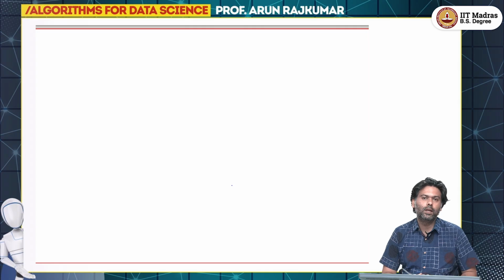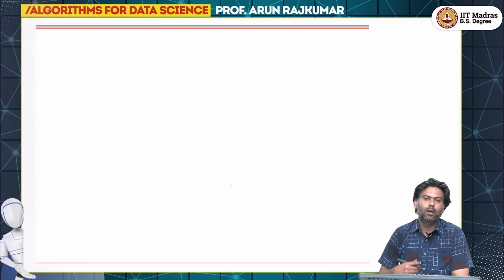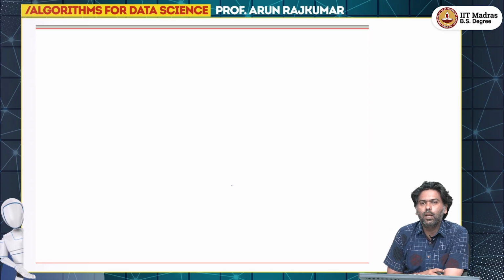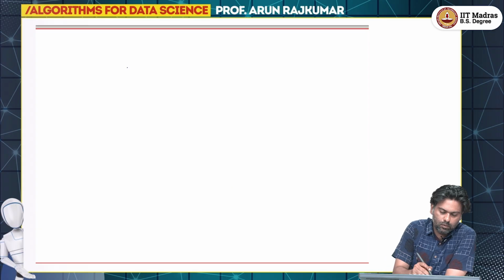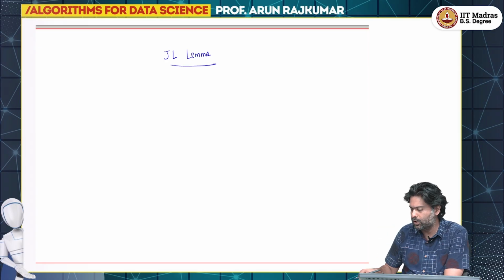Hello and welcome back. We will continue our discussion of algorithms for data science, especially dealing with scale. Just a recap of what we have seen so far. We saw a powerful lemma called the JL lemma in detail.